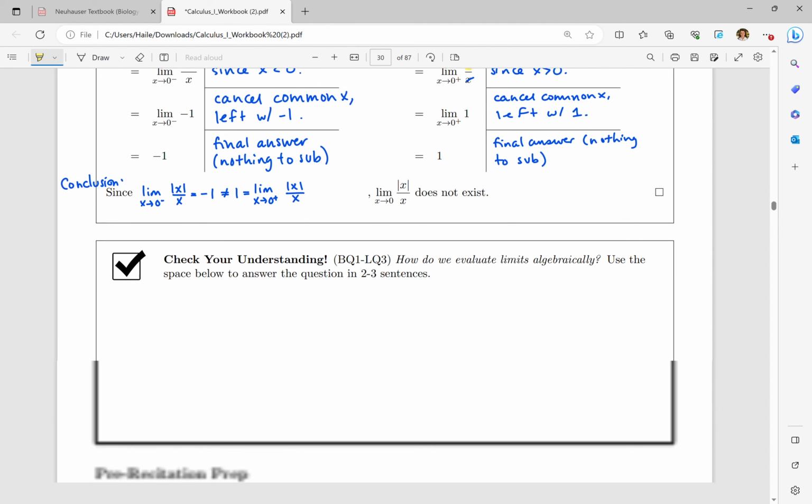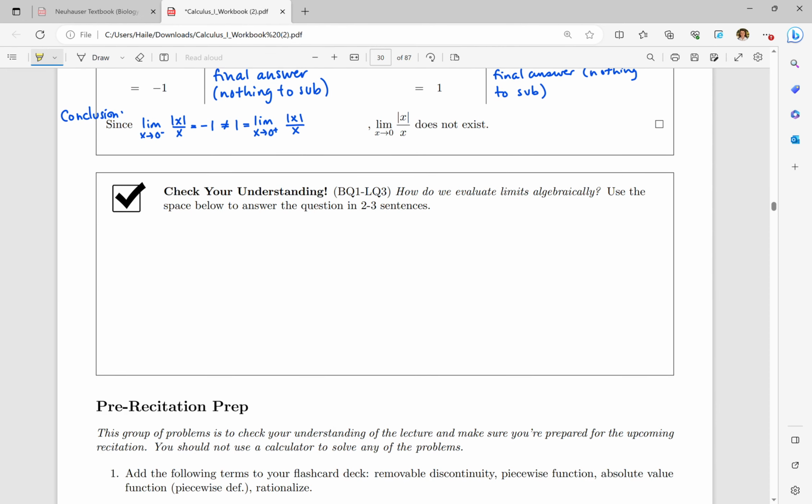So that's the end of lesson 3. The last thing you need to do is just fill out the check your understanding question here. So make sure to answer the little question, how do we evaluate limits algebraically? All right, that's the end of this video.